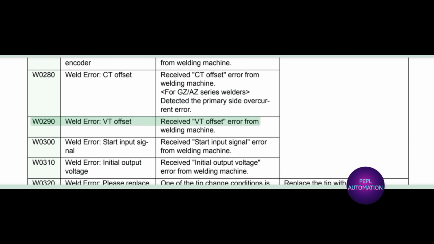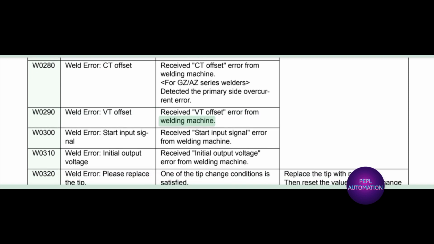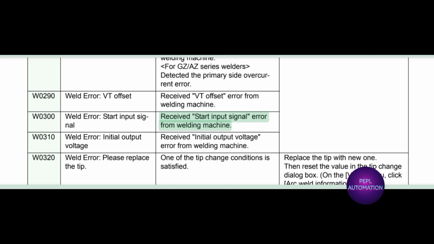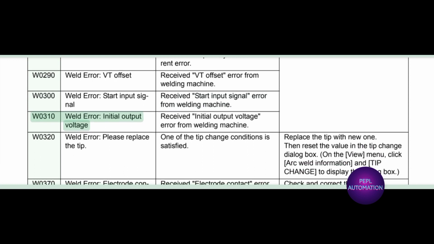W0290 weld error, VT offset received. VT offset, error from welding machine. W0300 weld error, start input signal received. Start input signal, error from welding machine. W0310 weld error, initial output voltage received. Initial output voltage, error from welding machine.